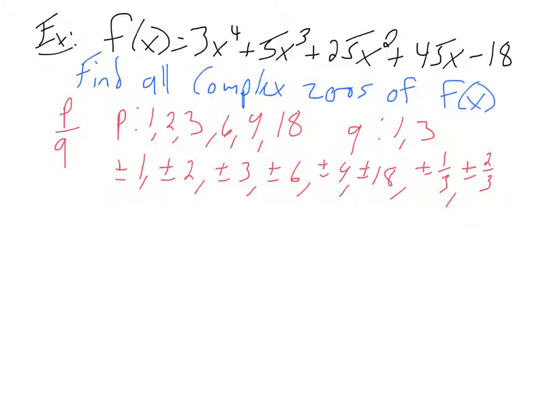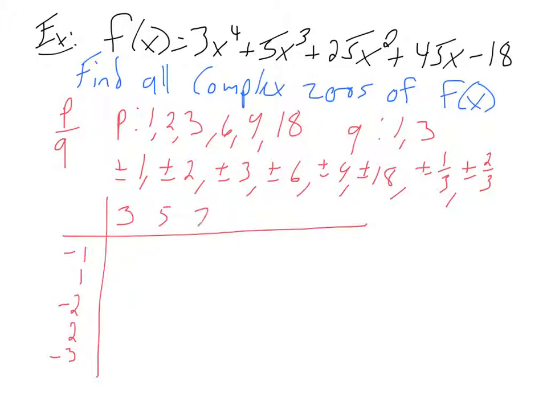So what I usually do is use synthetic division. We're going to make our big synthetic division chart here, and I start with the smallest ones, like -1 and +1, then -2, +2, -3, and so on. Hopefully we won't need to go that far. We list off the coefficients: 3, 5, 25, 45, and -18. The last column is where the remainder is going to go, so that's the one we'll be looking at. Let's go through and see if any of these work.